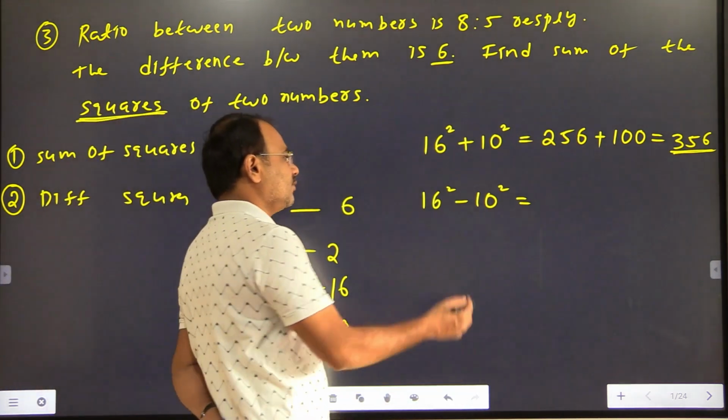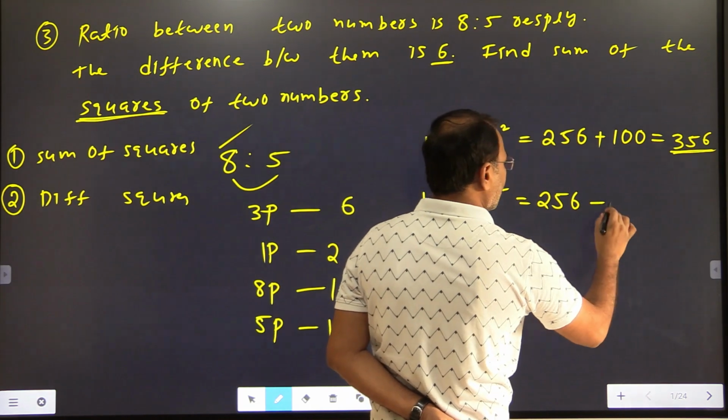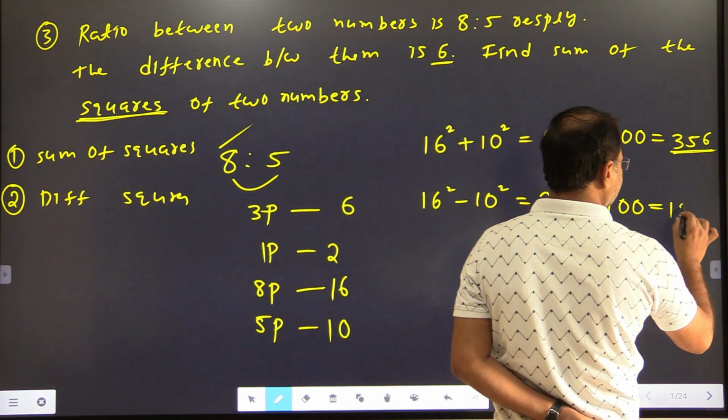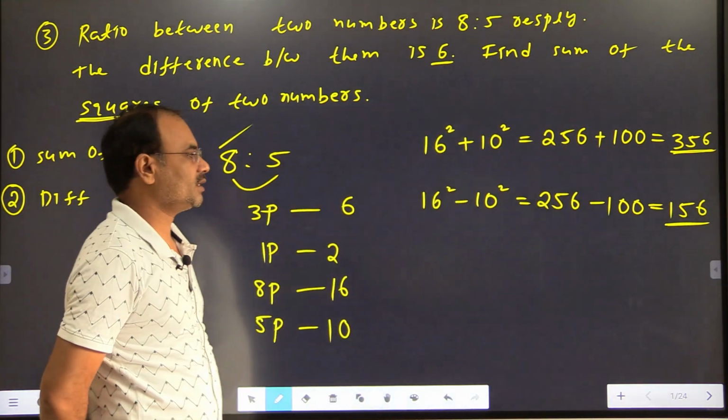Difference between squares of two numbers: 16 squared is 256, minus 10 squared is 100. 256 minus 100 is equal to 156. So once again, what is this 156? The difference between squares of two numbers.